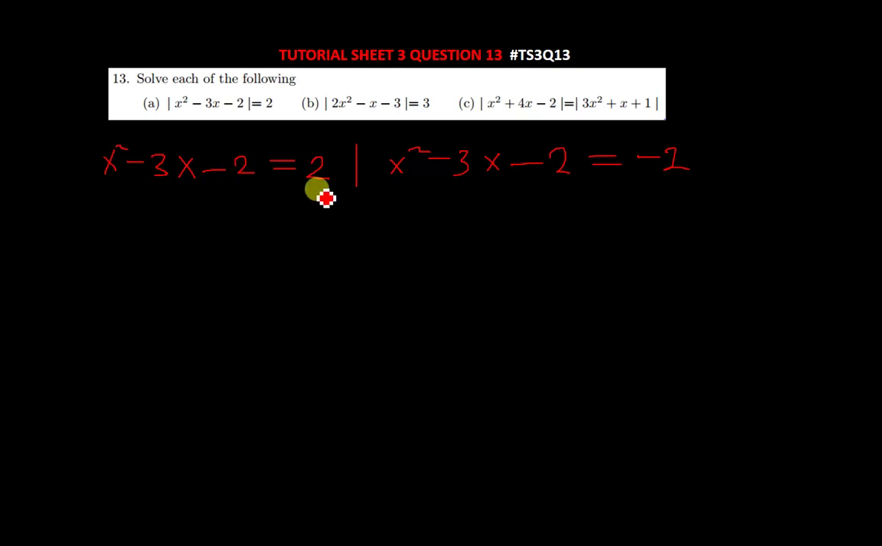So what you do here now is just a matter of solving the quadratic equations. You take these two to the other side of the equal sign, meaning you are going to have x squared minus 3x, then -2 minus 2, you get -4, being equal to 0. Same applies to this part here. You do the same, x squared minus 3x minus 2 plus 2, so we're going to have a +0 this side, which is just the same as not including it.